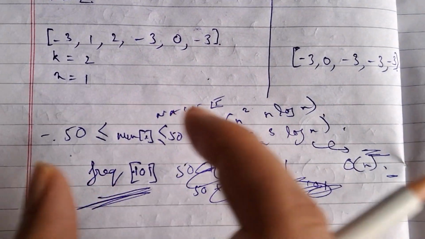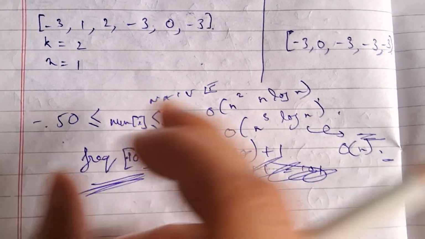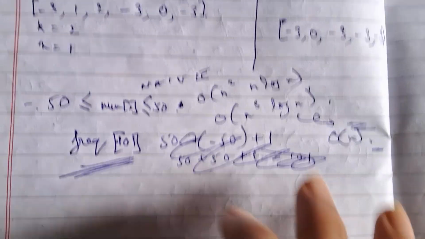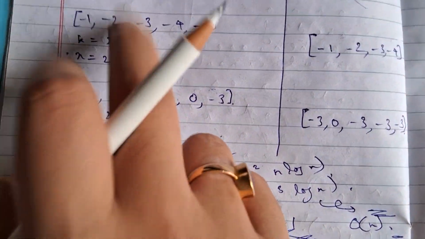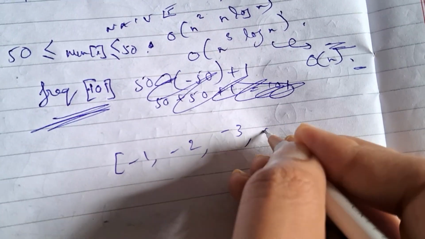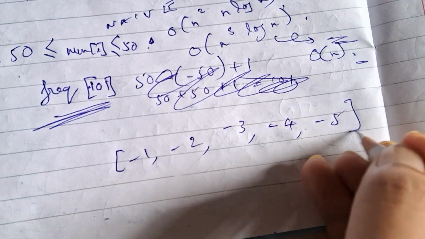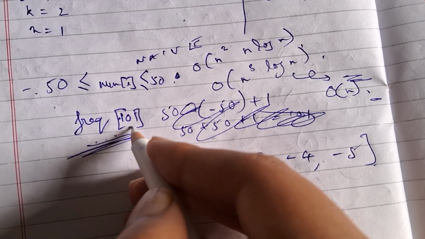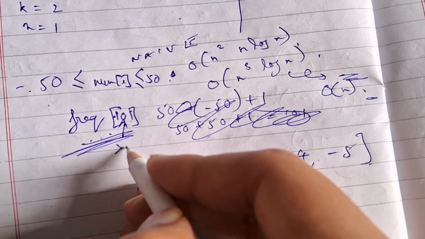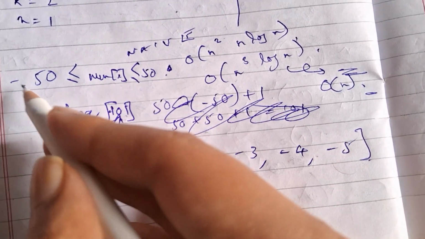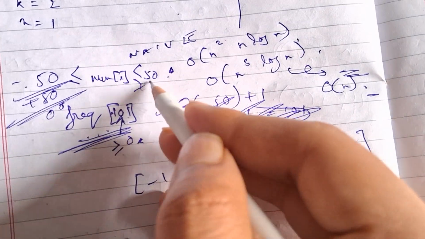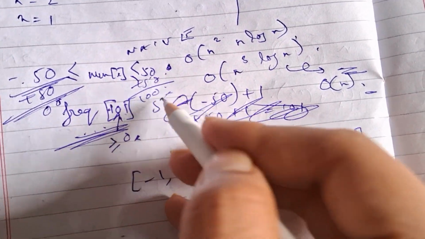Okay, and then if you know the concept of sliding windows, then you can remove this element and add this element. Let me explain it to you by taking this example: -1, -2, -3, -4, -5. Now remember one thing, the index of the frequency array has to be greater than or equal to 0. So if it is -50, we can add 50 to it and make it 0, and if it's 50, we can add 50 to it and make it 100. So I hope this is clear.